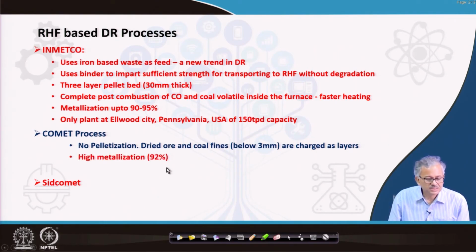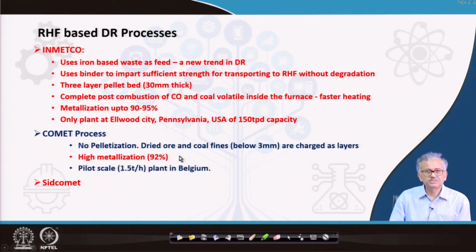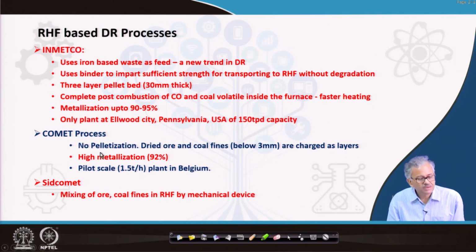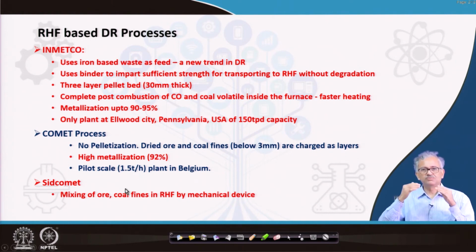So high metallization they get because the process efficiency is good. Here also the process efficiency is good, metallization is high. And a pilot scale plant of 1.5 ton per hour is there in Belgium. And they basically then modified this process. When you have iron ore and coal in a layered fashion, they are separated a little bit. If you just mix them, iron and coal fines, then their intimacy increases.